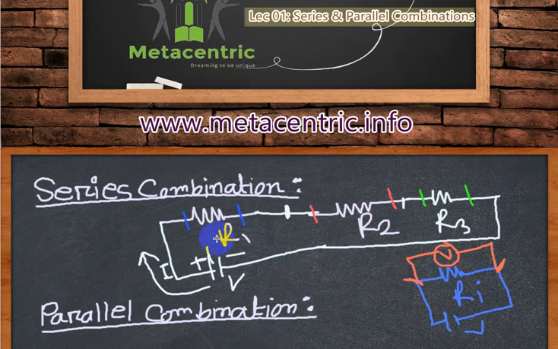So in series combination, for each resistor, suppose R1, R2 and R3, all of these resistors have different terminals. So we can put different voltmeters. That means the voltage gets divided in series combination.